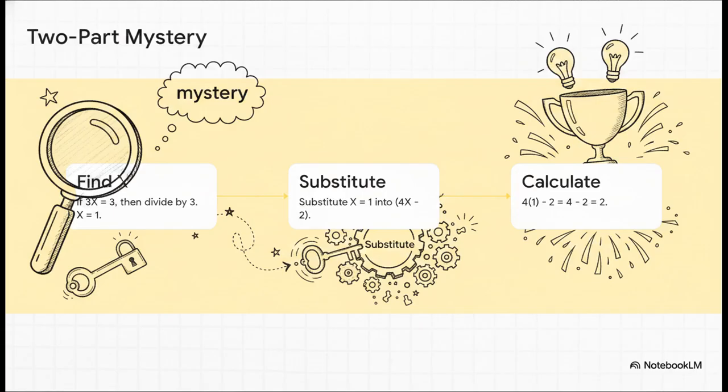We take that key and substitute it right into the expression they asked us about. Step 2. Insert x equals 1 into 4x minus 2. Step 3. Well, 4 times 1 is 4. 4 minus 2 equals 2. If you got 2, fantastic job. You successfully used one equation to unlock a completely different expression.